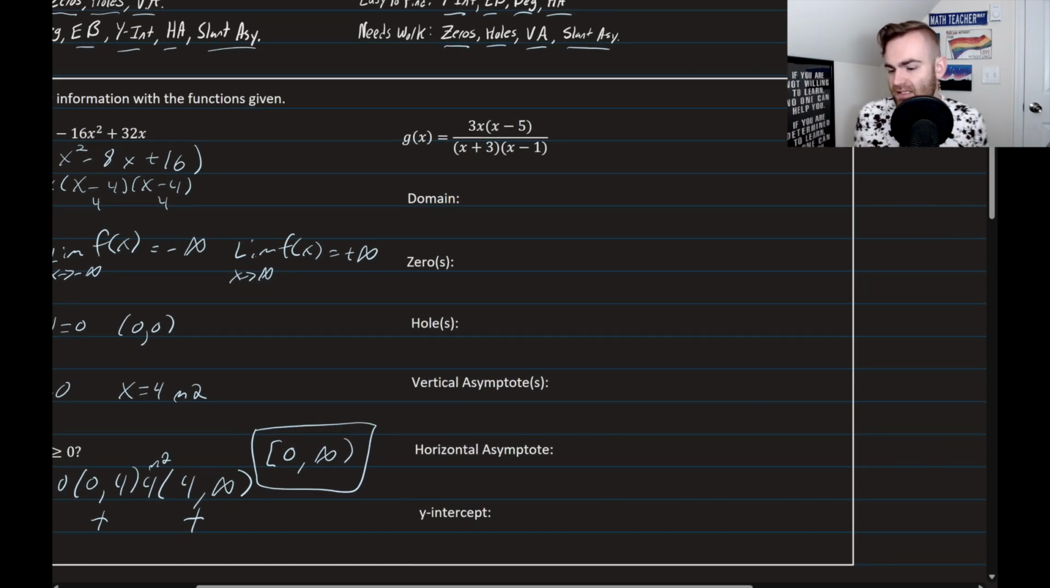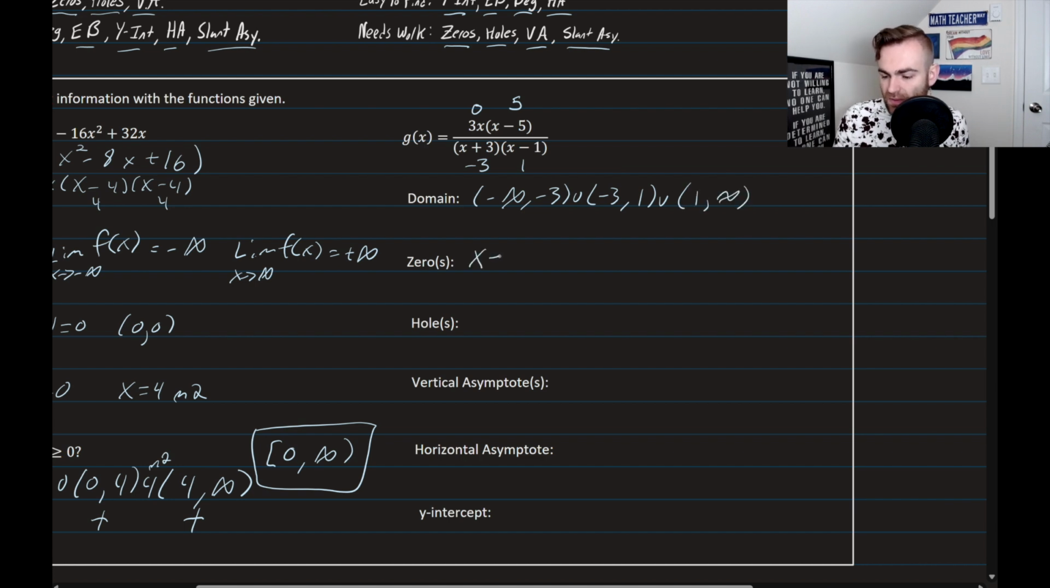The next function we got to deal with is g, and g is written in factored form, so we can already tell what the zeros are. We're going to have a 0 at 0, a 0 at 5, and we have zeros in the denominator at -3 and +1. So its domain is everything except what makes the denominator 0, so -infinity to -3, -3 to 1, and 1 to infinity.